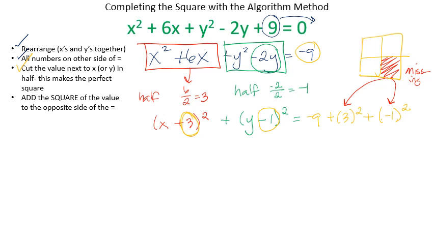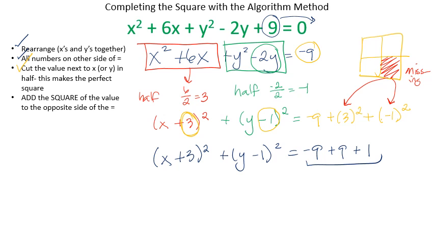So the result is going to be x plus 3 squared and y minus 1 squared. And let's see, this is negative 9, and then 3 squared is 9, and negative 1 squared is 1. So now these are just all numbers, right? So I can just combine some like terms. So I've got x plus 3 squared plus y minus 1 squared. Negative 9 plus 9 is 0, plus 1, oops, is what?